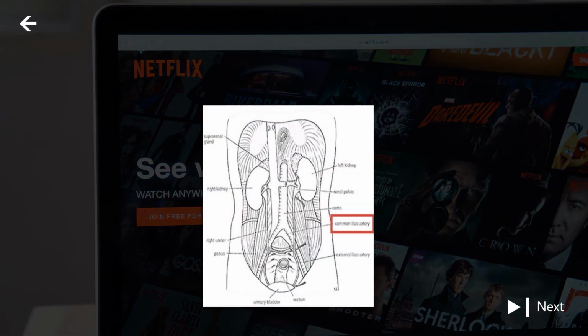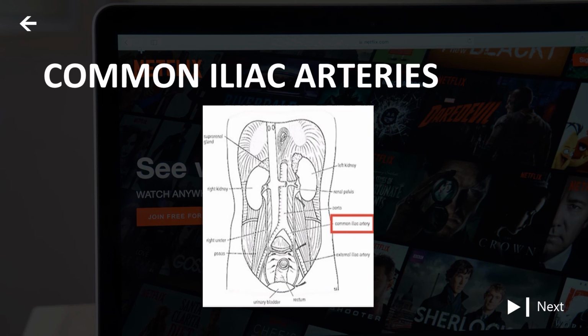The next one that we have is the common iliac arteries. These are two large arteries that originate from the aortic bifurcation at the level of the fourth lumbar vertebra.